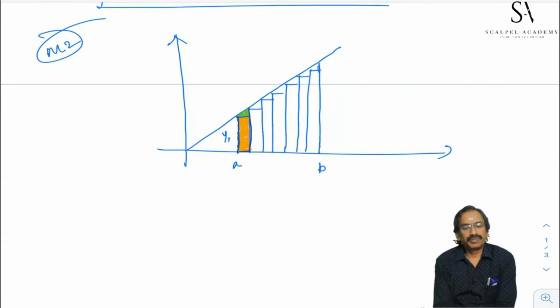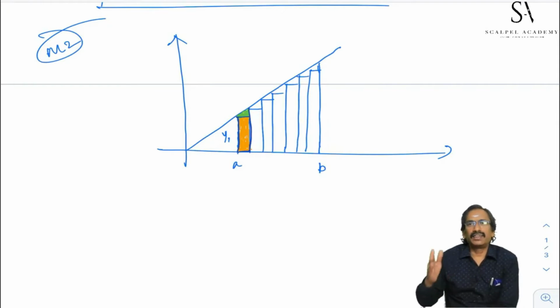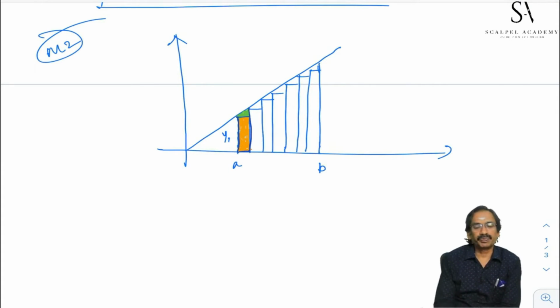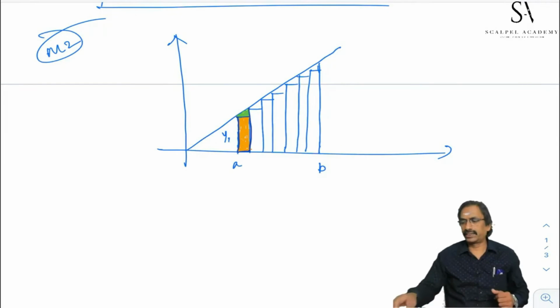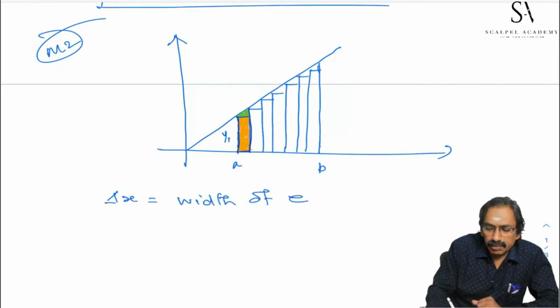First of all, let us calculate the area of all the rectangles, and then let us go for the area of all the triangles. What is the area of the first rectangle? Height into breadth. Each breadth is delta x. Let us take delta x as the width of each element.